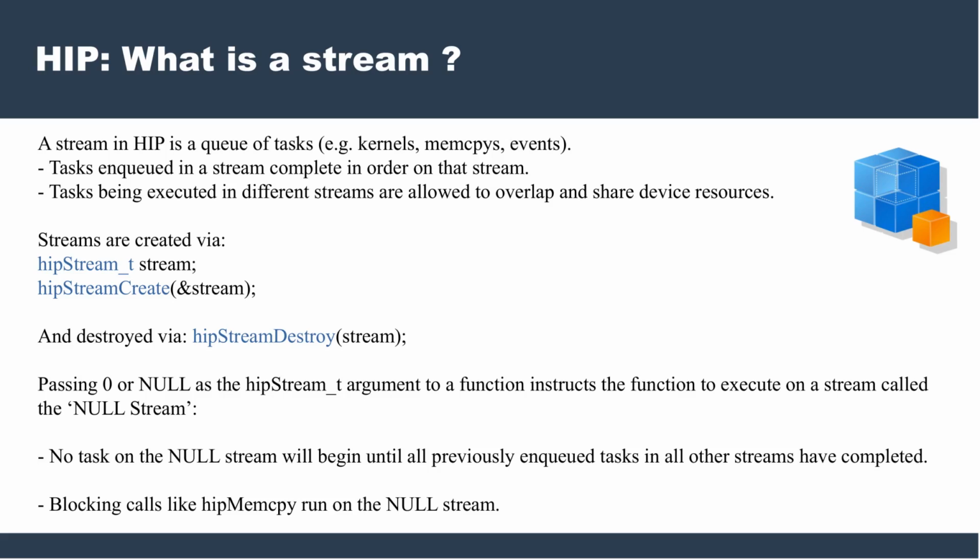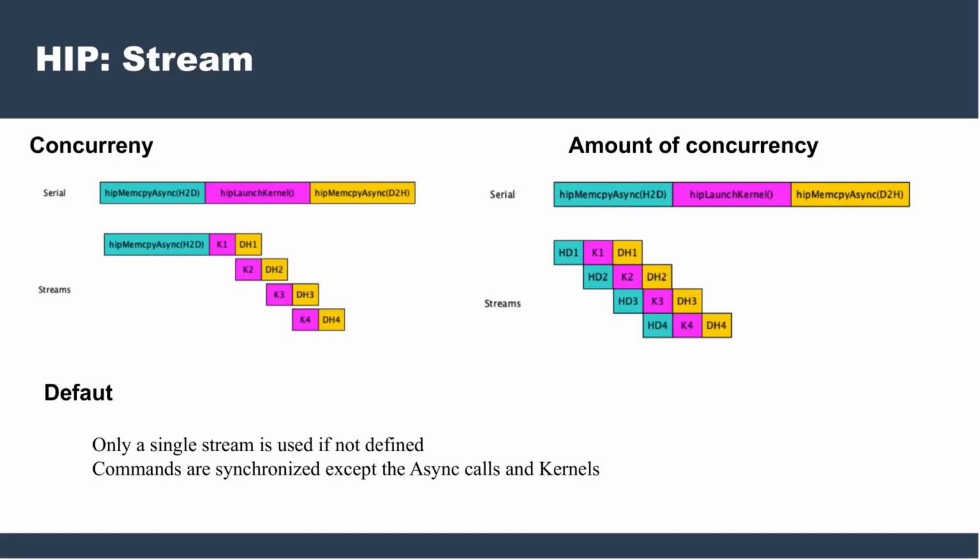Blocking calls like hipMemcpy use this stream. In HIP, concurrency is managed through streams. By default, only a single stream is used unless specified otherwise. Commands within a stream are synchronized, except for asynchronous calls and kernels, which can execute concurrently. This allows for efficient resource utilization and improved performance in parallel computing tasks.